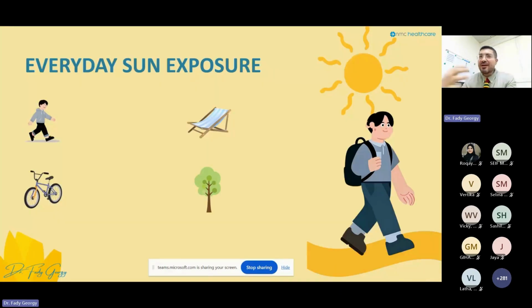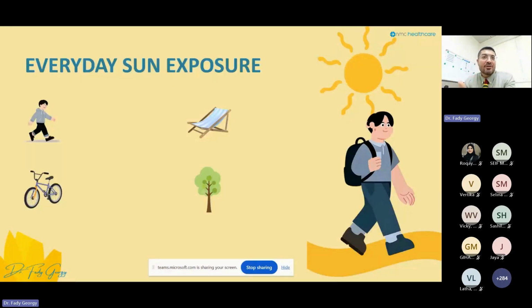Everyday sun exposure. I get a lot of patients that come into my clinic and they say, "Oh, doctor, I'm never in the sun. I'm barely exposed to the sun. I only get from my car to my garage, or from my car to my job, or from my car to my home, and I'm barely exposed to the sun."